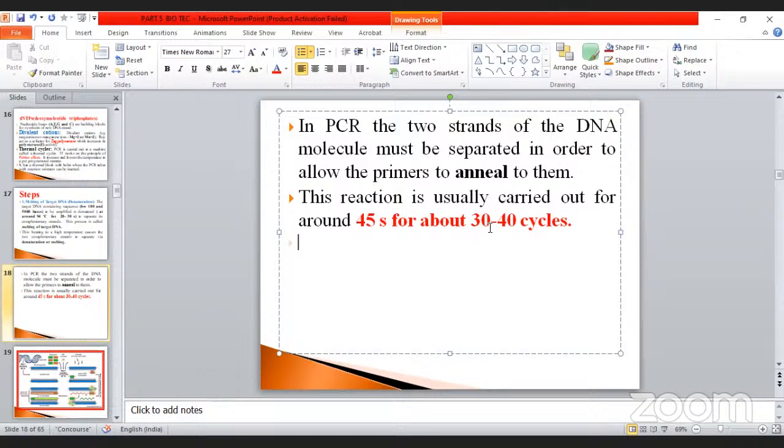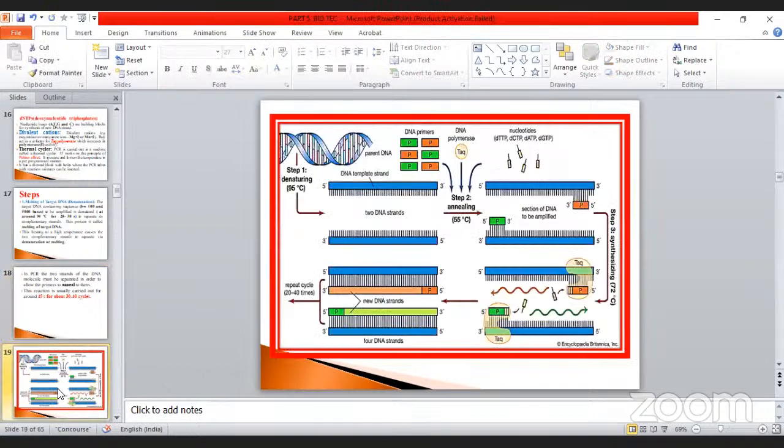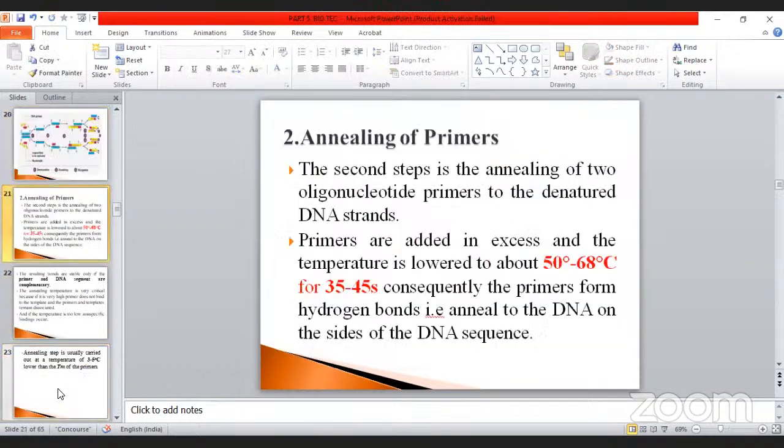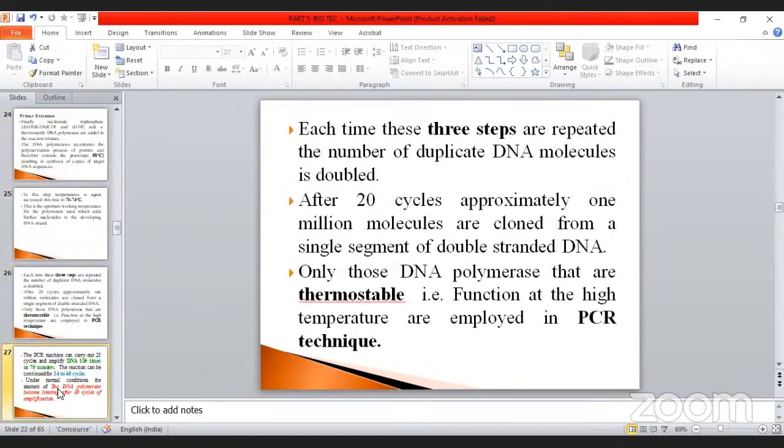What is 40 cycles? See your next slide, you can see it. Okay, I will tell you.